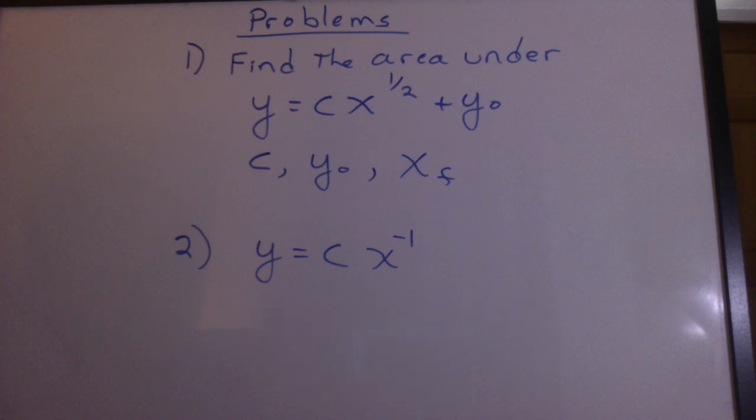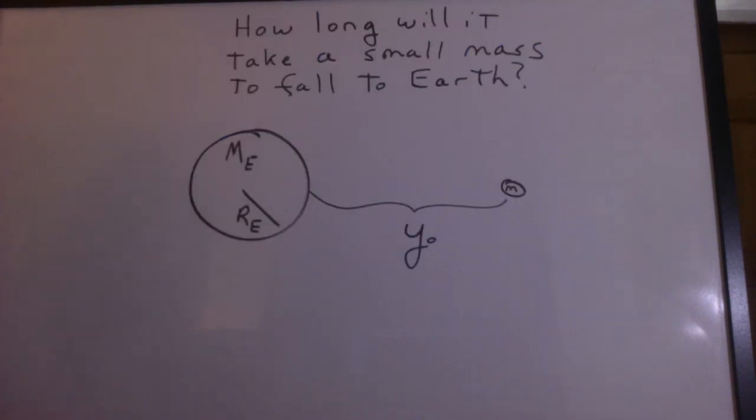Then try y equals cx to the -1. And if you find the area under this, you're going to want to make sure that you start with a finite limit from x naught to x final that you can set yourself. Check that with the calculus as well. Then you'll be able to move on to a problem such as how long will it take a small mass to fall to the earth? That's a lot harder of a calculus problem, but modifying this program, it should be pretty easy.